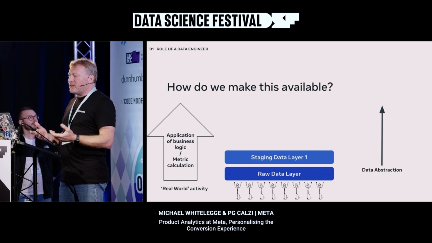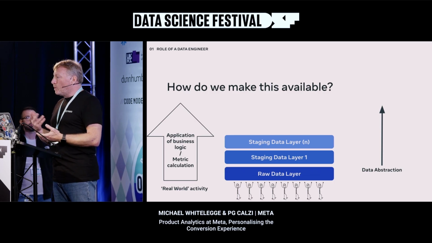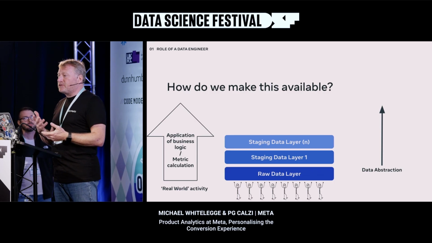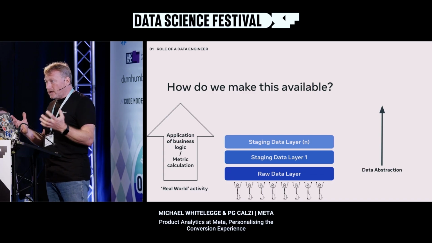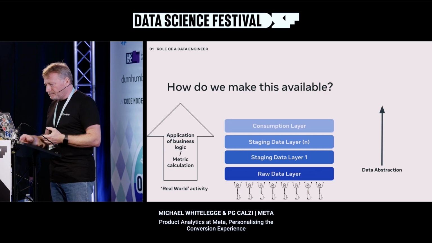So we might have a staging layer. We might have more than one staging layer. Depends how complex things are. We're always looking at compute efficiency versus storage efficiency. Again, working at the scale of data that we work at, that can have a massive impact on us.